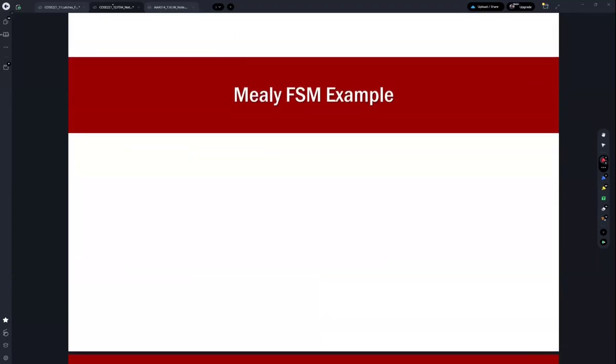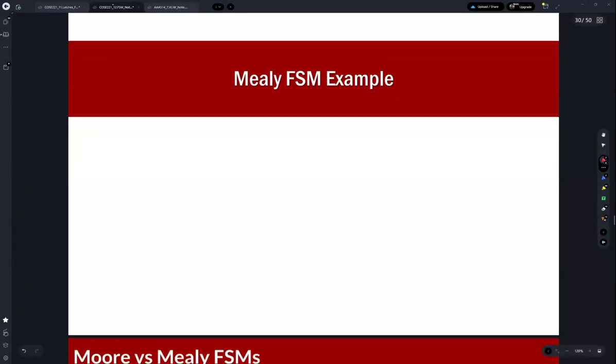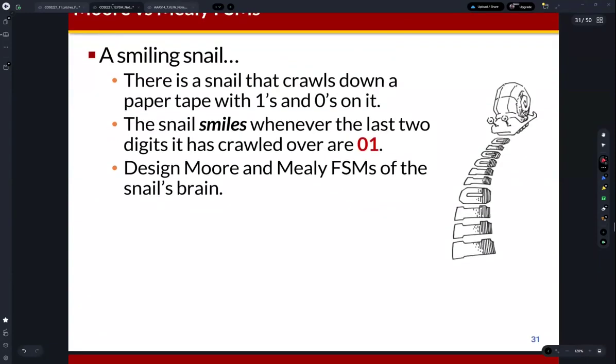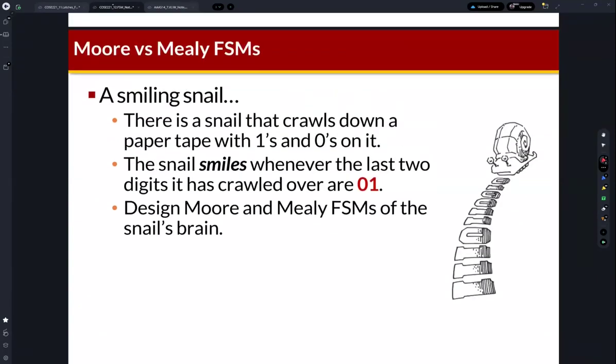Okay, let's see a real FSM example. Up to this point, I explained how to design an FSM. Once we define the state transition diagram, we can build the state transition table and the output table, which means we can build the FSM logic, the FSM circuit. The next example is the Mealy FSM. If you read the textbook, you can find the same example. It's the smiling snail.